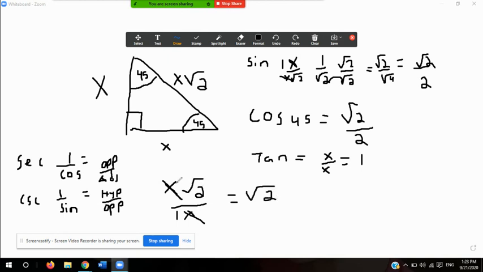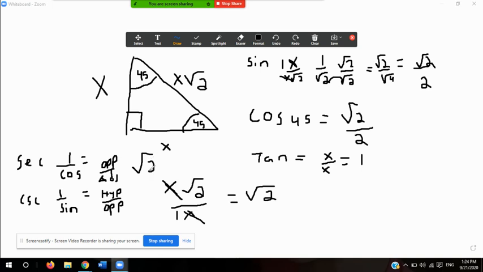And of course, if the 45, 45, 90 degree triangle is isosceles, meaning two sides are the same and two angles are the same, if the cosecant of 45 is the square root of 2, that means that the secant of 45 also equals the square root of 2.